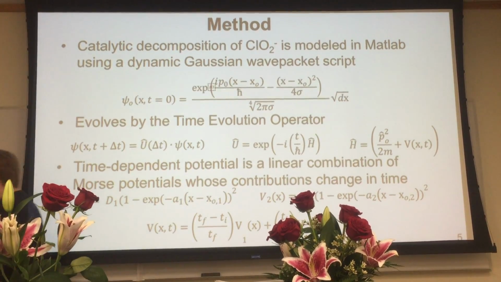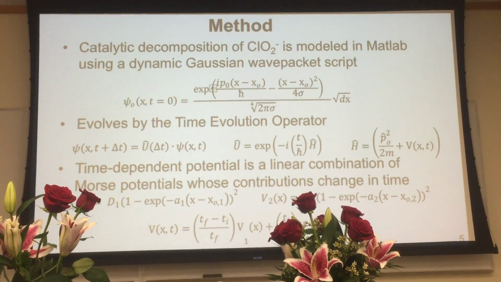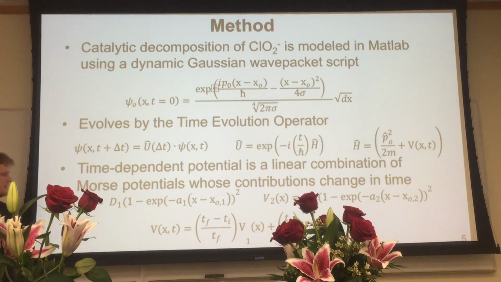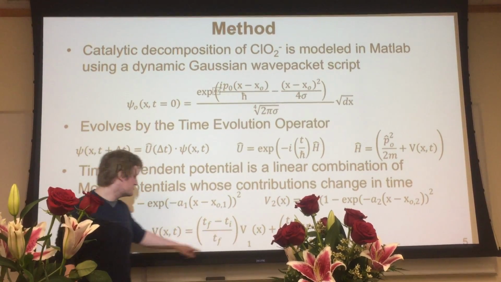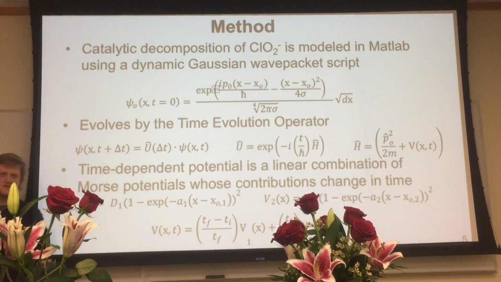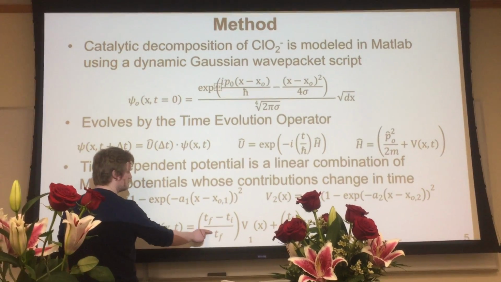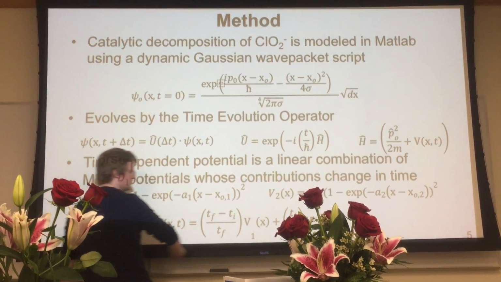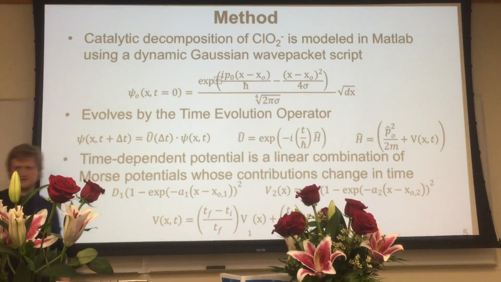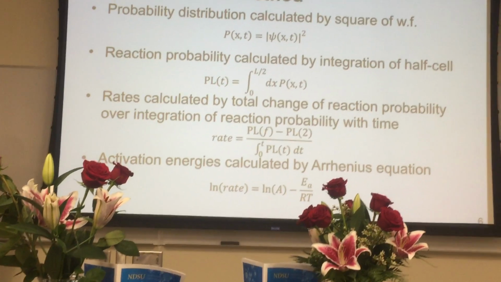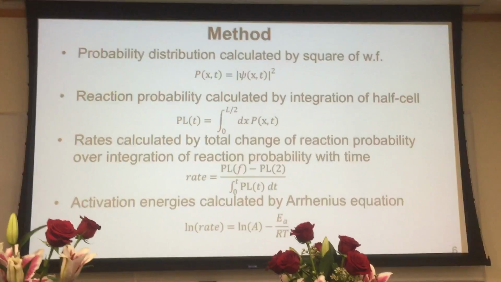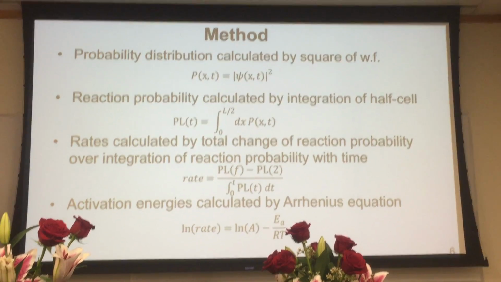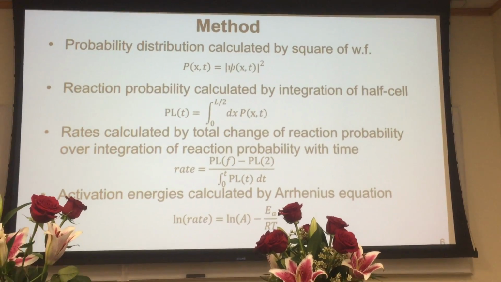And so what I do is I take the linear combination of these two Morse potentials, and I change their relative contributions to the overall potential with time. So I go from starting with predominantly my uncatalyzed potential and slowly build into my catalyzed potential. So how does that look? I will show you in the next slide. The thing to keep in mind is that I'm looking at the probability distribution of this wave packet as a function of time and position.